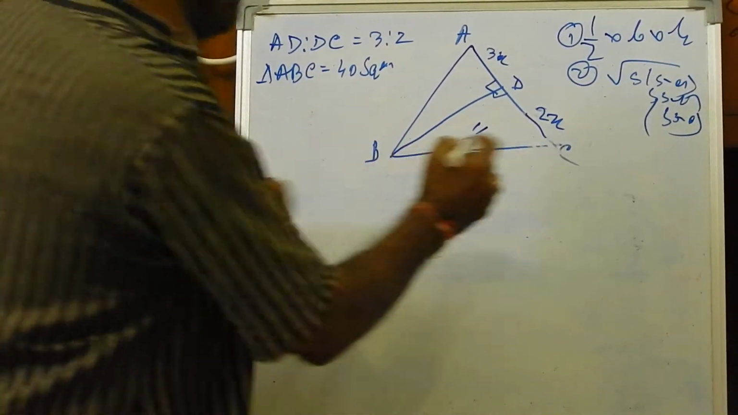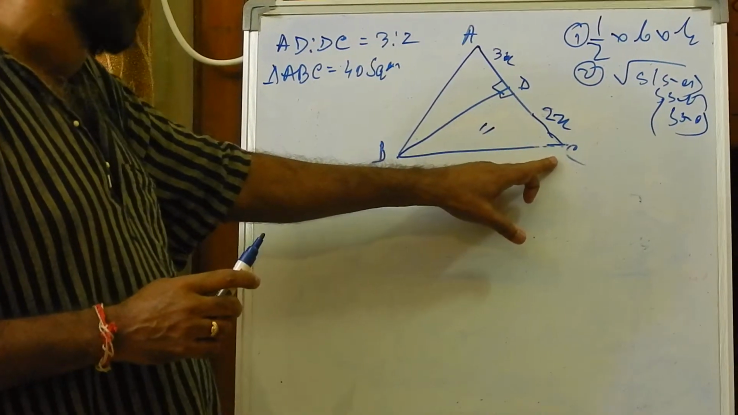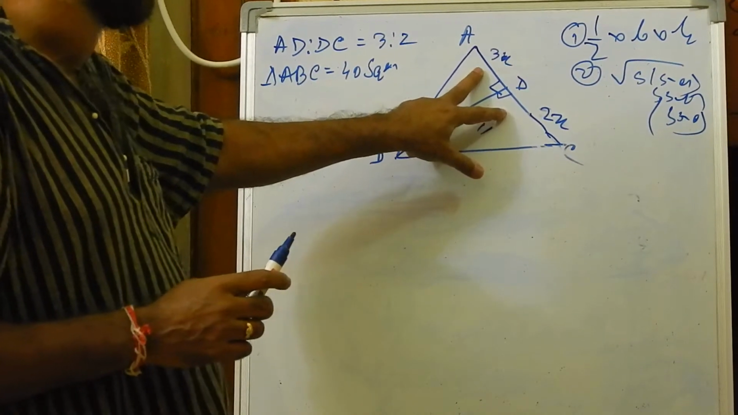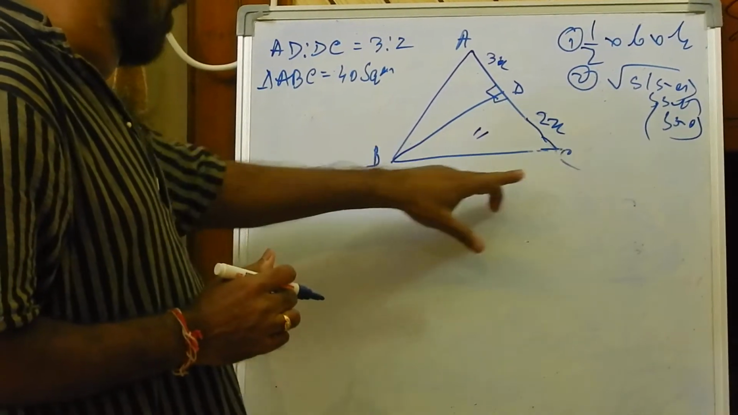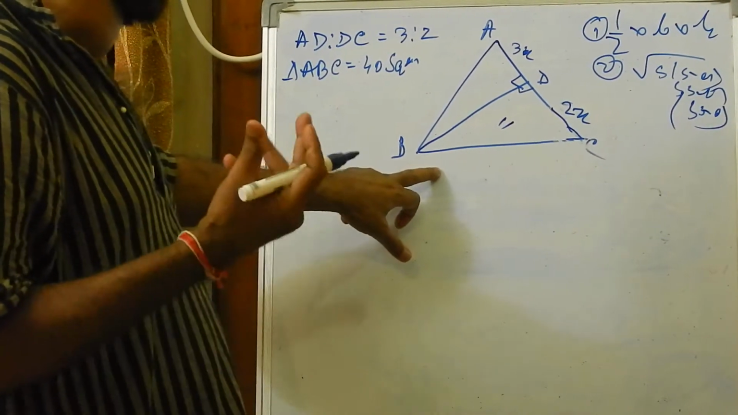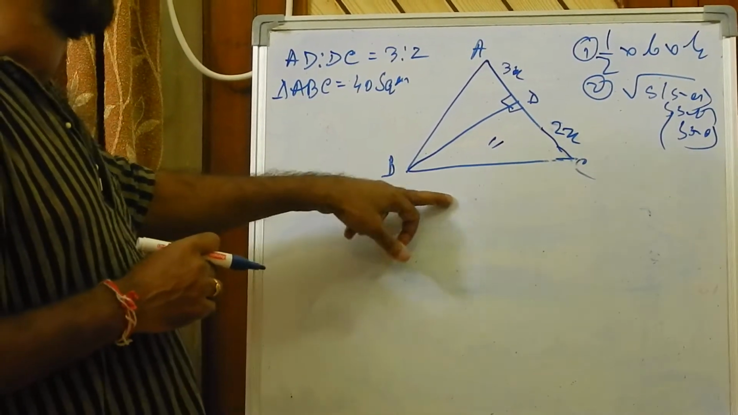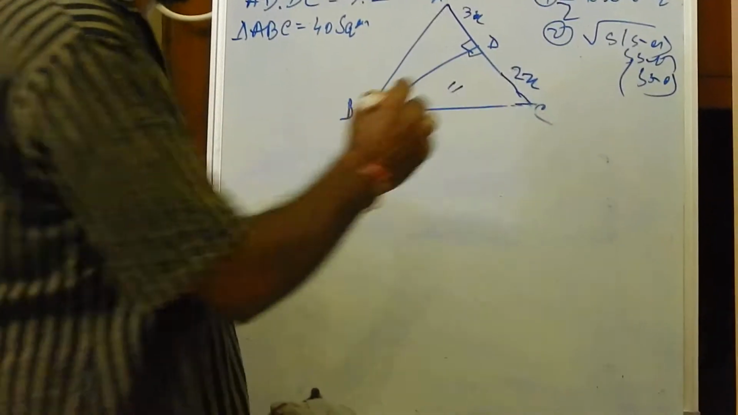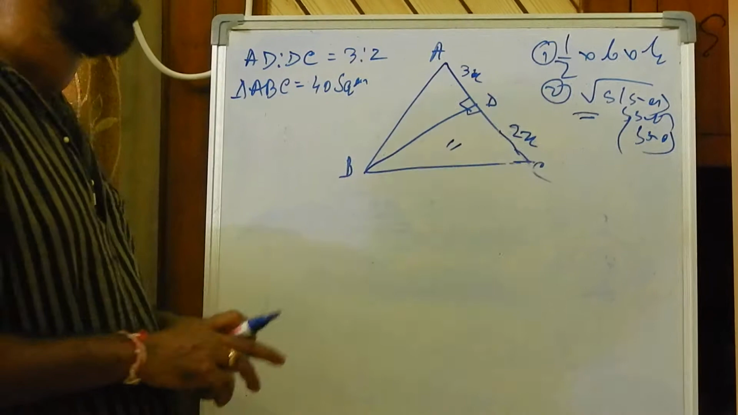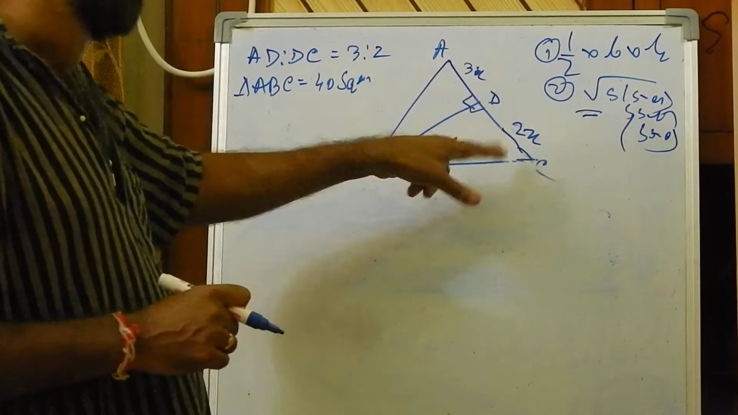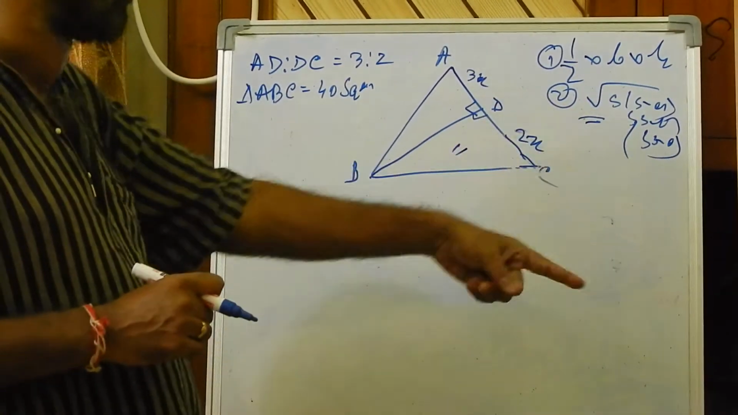If you study it, for this triangle ABC, only the AC side we know. The value of AC side is 3x plus 2x, we can take it as 5x. But what is the value of BC? We don't know. What is the value of AB? It is also unknown to us. So if we apply Heron's formula, s into s minus a into s minus b into s minus c, out of ABC, one of the three sides is known here.